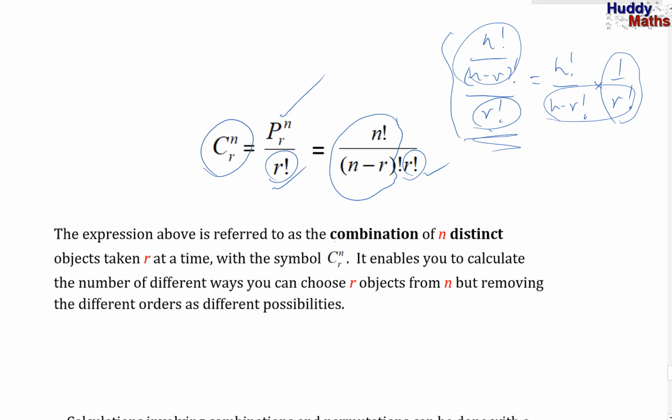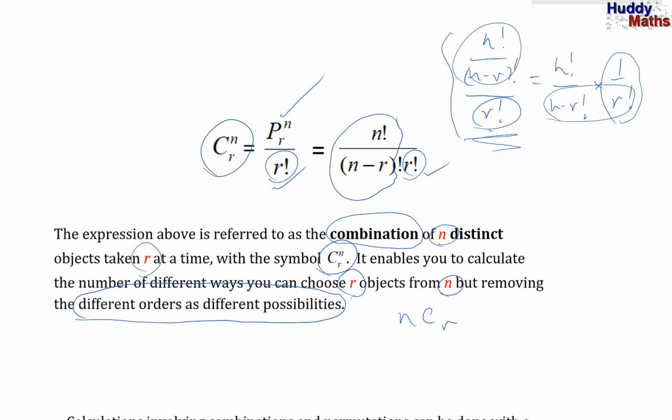This is called the combination, not the permutation, the combination of n distinct objects taken R at a time. With the symbol CNR, or on the calculator, it's that. It enables you to calculate the number of different ways you can choose R from N, but removing different orders as different possibilities. Because as with the cross Lotto, it doesn't matter the order in which the numbers come out. So you don't want to count all those up as different winning combinations. You have no chance of winning if you had to guess the order of the numbers as well. That'd be a lot of possibilities, wouldn't it?